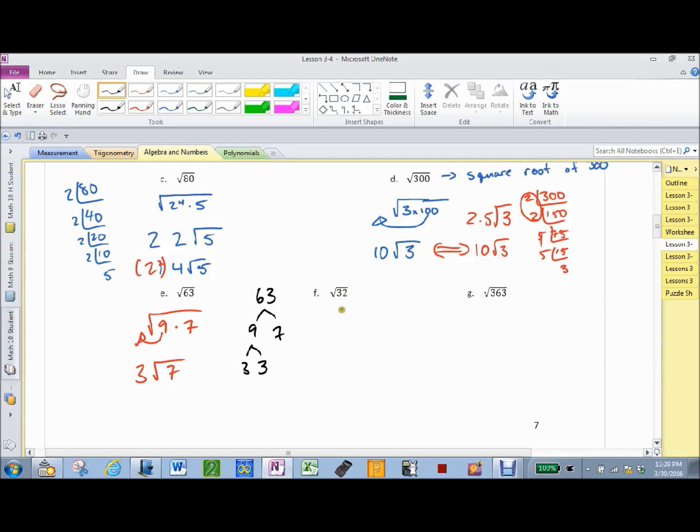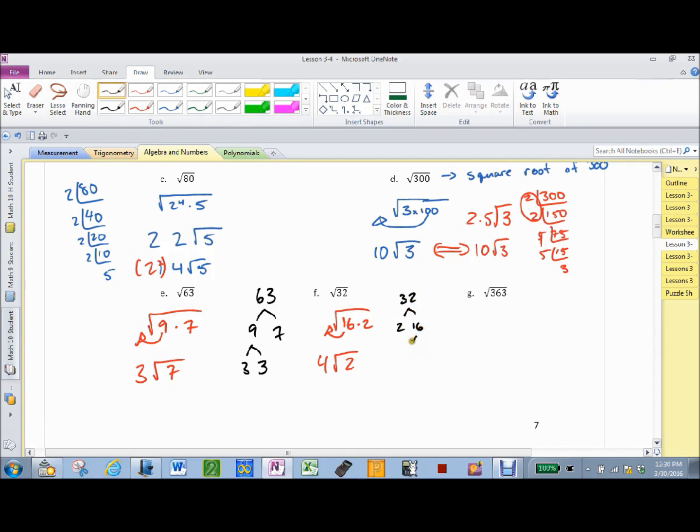Isn't this the square root of 16 times 2? Does 16 have a square root? 4. So what's coming out, Josh? 4. And what stayed under there? 2. Can we do it the long way? Sure we can. 32.